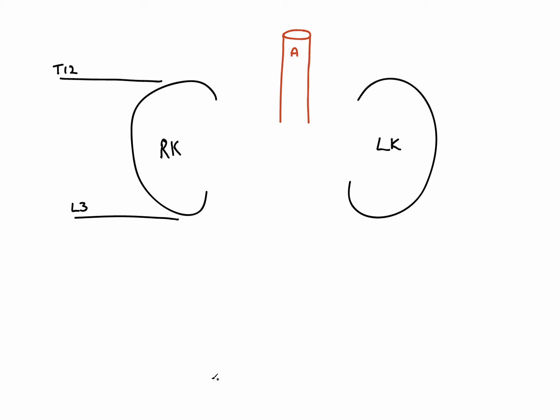And here we can see coming off the aorta we have a left and also a right renal artery. So here's the left renal artery, and then over on this side we can draw the right renal artery. So here we go, here's the right renal artery. And then the aorta will carry on down the posterior abdominal wall.